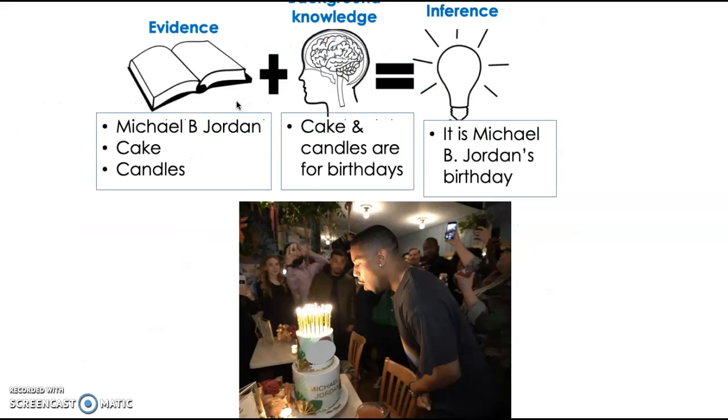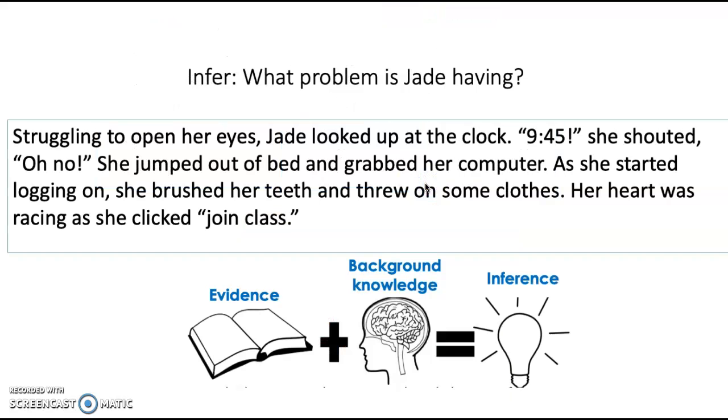So if we go back to that picture with Michael B. Jordan, our evidence is, first of all, that we can recognize Michael B. Jordan's face. We see there's a cake, and we see that there's candles. Okay, that's our evidence. That's what we can definitely see. Our background knowledge is that on our birthdays, we have cake and candles. We blow out those candles, right? That's something we've known for a long time. That's our background knowledge. So with those two pieces together, our evidence and our background knowledge, we can make an inference that it's Michael B. Jordan's birthday. All right. Now we'll do an example using a text.